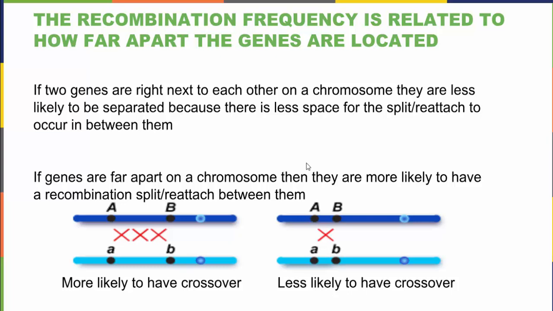There's something called recombination frequency, and this is important because it can tell us how far apart genes are located.